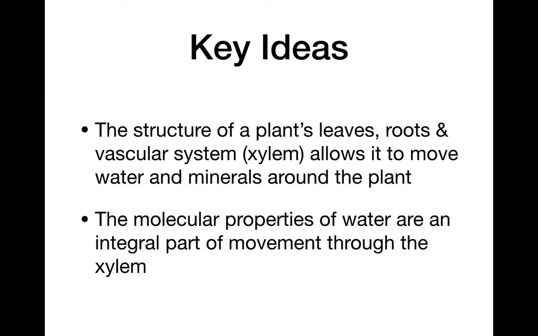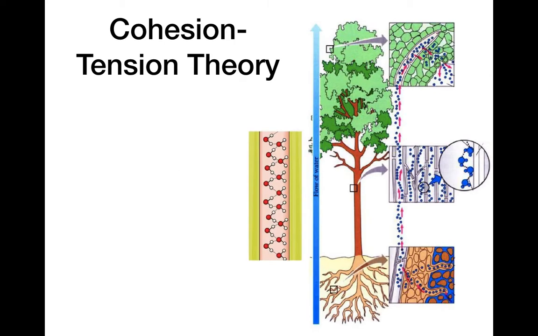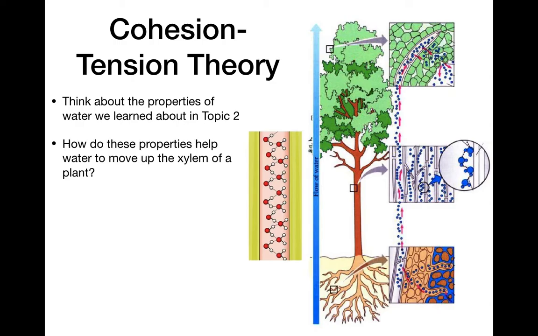Okay, key ideas. So our key idea so far is the structure of a plant's leaves, roots, and vascular system called the xylem allows it to move water and minerals around the plant. And the molecular properties of water are an integral part of the movement through the xylem. So let's talk about cohesion tension theory. So in topic 2, we learned about the properties of water. And those properties are really key to how water can move up a plant. So how do they do that? Take a minute and think back to topic 2, think to your reading, and try to answer this question. Pause the video.